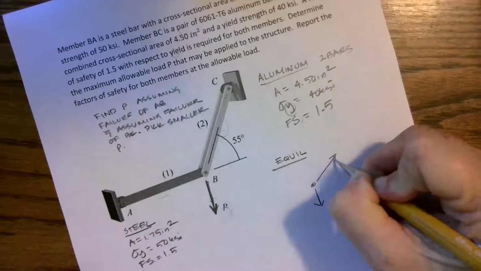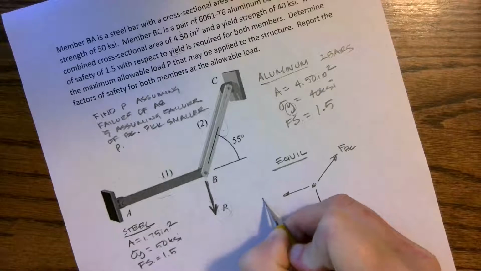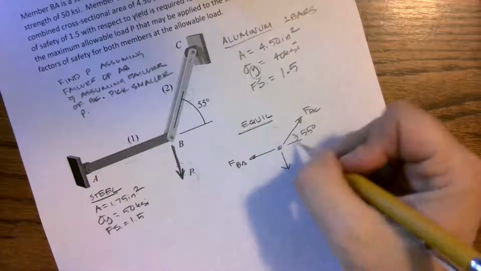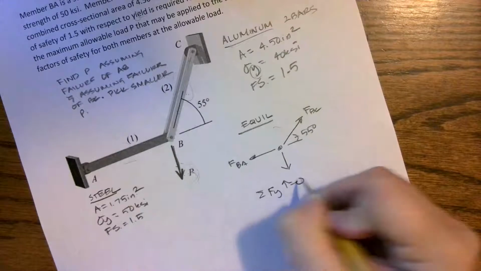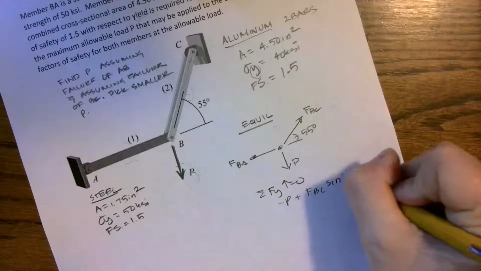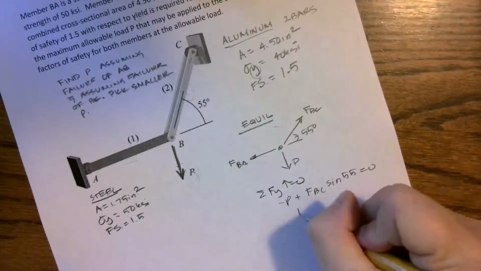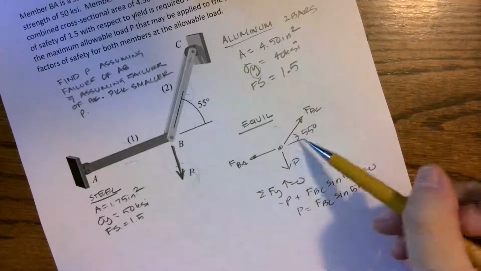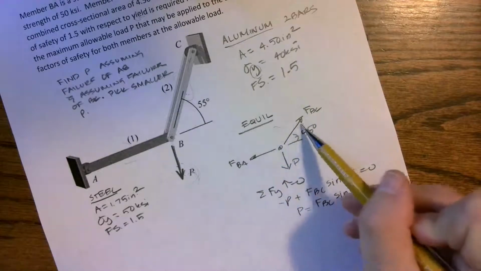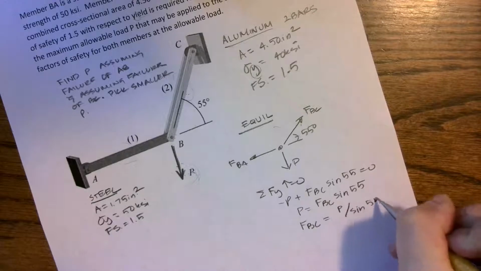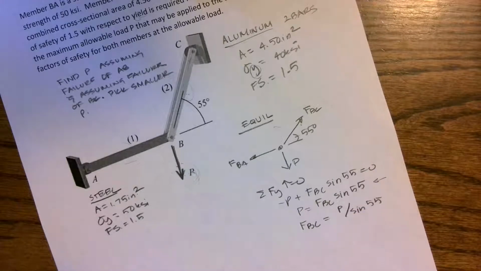We have our unknown force P. We have the force in BC, the force in BA, and this is at 55 degrees. So this is where statics comes into play. And we're going to start with summing forces in the y direction. And we have negative P plus FBC sine 55 equals 0. So P equals FBC sine 55. I also know that we're going to have to be able to substitute into our FBA in terms of FBC. So I'm going to rewrite this as FBC equals P divided by sine 55. So this is what we're going to need in order to find out what load P is. And this is what we're going to need in order to do our algebra.